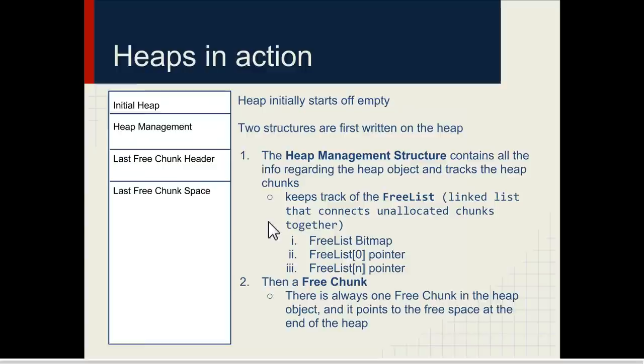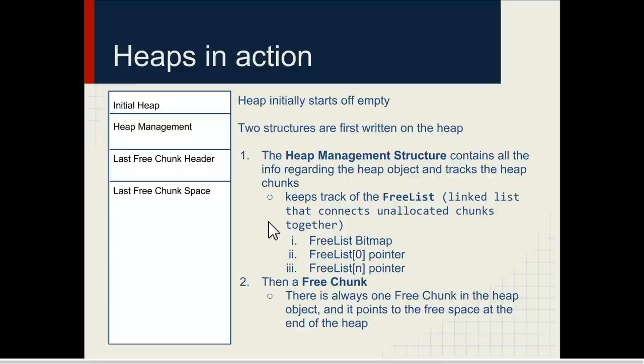It's not too important at this point. So heaps initially start off empty, and there's two main structures that are first written on the heap. First is the heap management structure, and this contains all the information regarding the heap objects and for tracking the heap chunks. It keeps track of something that's important called the free list. This is a linked list that connects all the unallocated chunks, which is managed by a free list bitmap, and then basically a beginning and end pointer to that linked list.